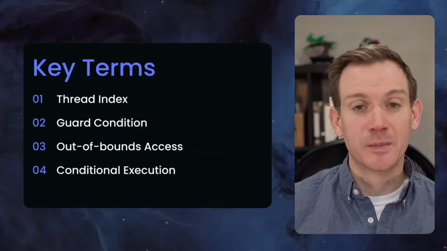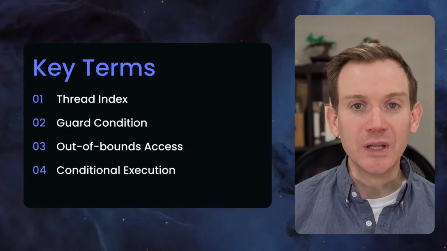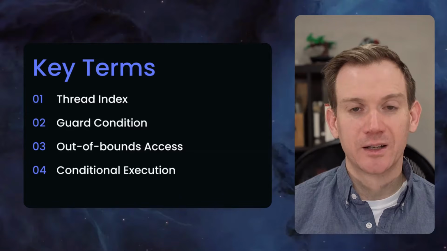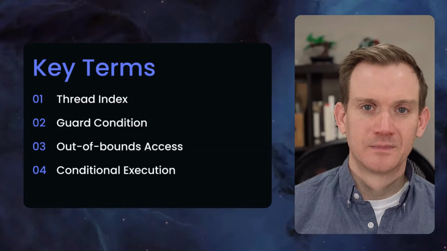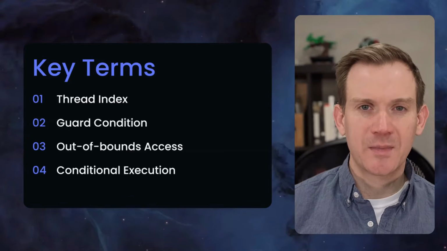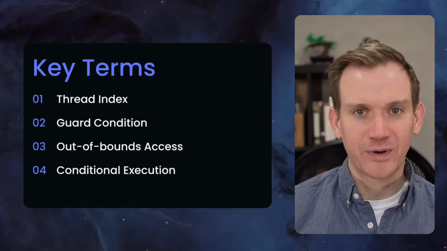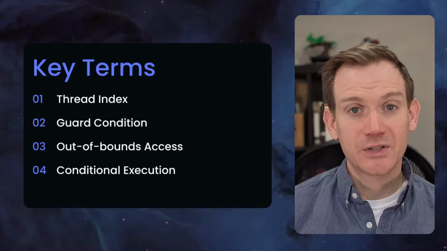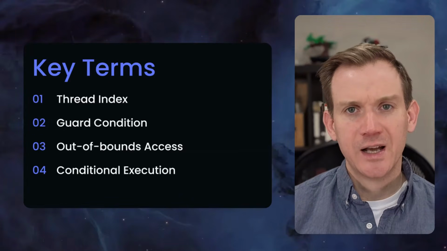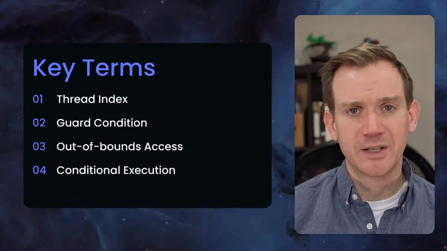Let's define some key terms. Thread index, represented by thread_idx.x, is the unique identifier for each thread within a block. Think of it as each worker's employee number in our parallel workforce. Guard condition. This is an if statement that protects memory access. It's like a bouncer at a club, only letting threads through if they have valid data to process. Out-of-bounds memory access. This occurs when a thread tries to read or write memory outside the valid array range. It's one of the most common bugs in GPU programming and can cause crashes or corrupted data.